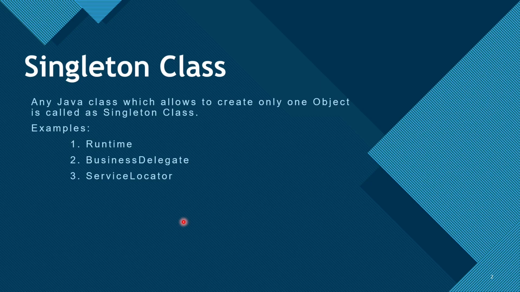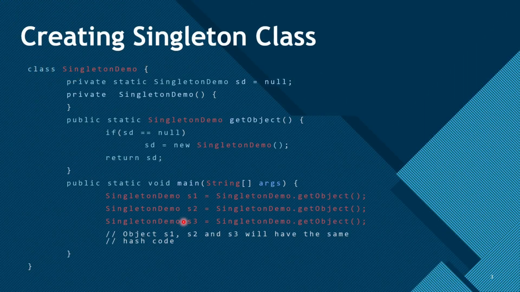So inside these classes there is one method to create the object. Using that method only we are creating the object of these classes, and that's why these classes allow us to create only one object. So how can we create our own Singleton class?